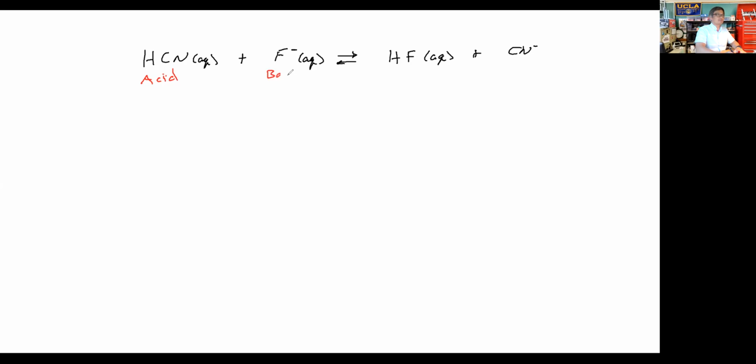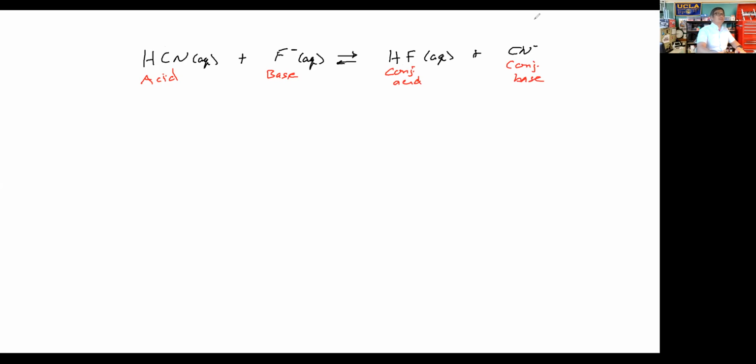How do we know that this is going to be a base? Because in this reaction, to form this, it is the fluoride ion here that picks up the hydrogen from the hydrocyanic acid to form hydrofluoric acid. Therefore, this is going to be your conjugate acid, and this will be your conjugate base. So that's what we have here.